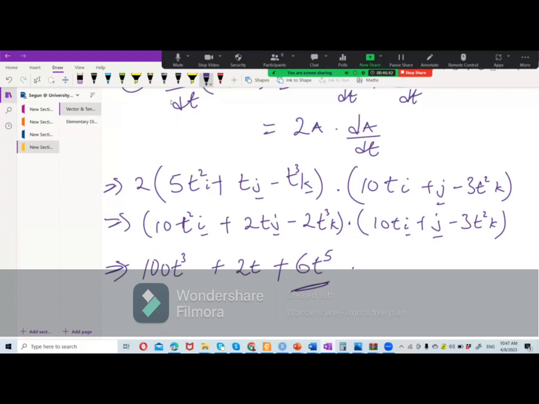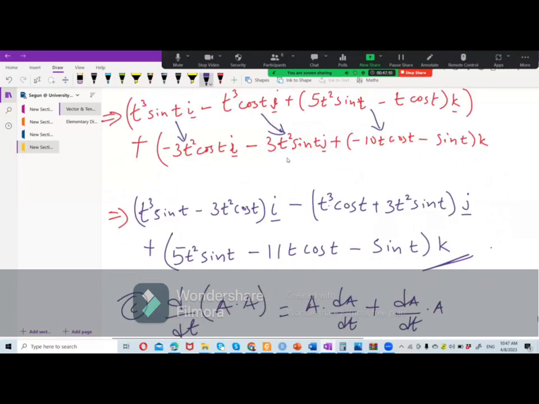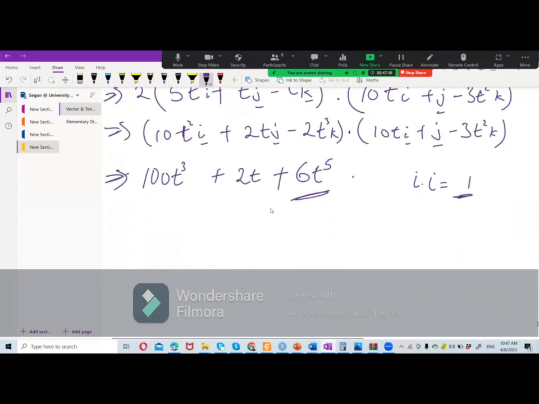Remember, that is why I remind you the other time, i dot i is what? Is 1. Yes, I get it. So anytime you dot this, i dot i is 1. Then 1 multiplied by 100t cubed is 100t cubed. Anytime you see dots, definitely you won't get any component. But look at this. When we are doing cross, you will still have your component back. Can you get the difference now?